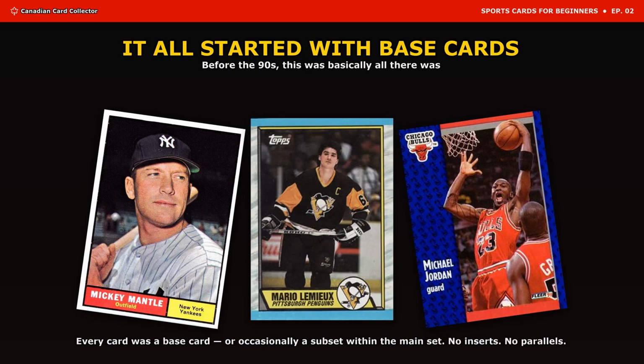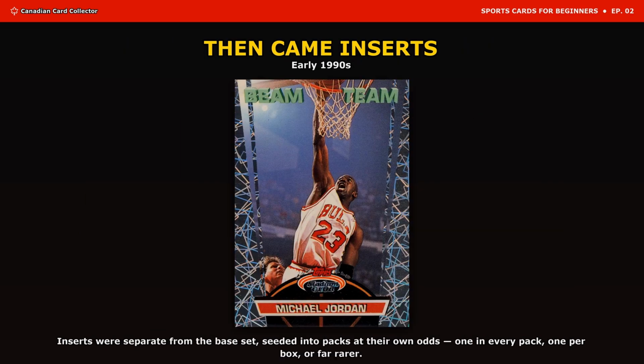And there were, on occasion, some little subsets or unique cards with multiple players or average leaders or home run leaders or assist leaders. Those were still all base cards. By the early 90s, we began to see inserts. Inserts were separate from the base set and they were put into packs with their own odds.